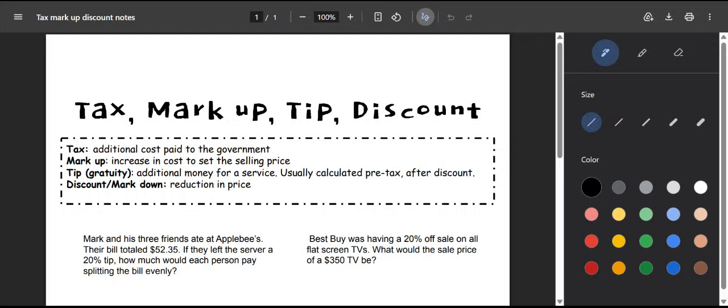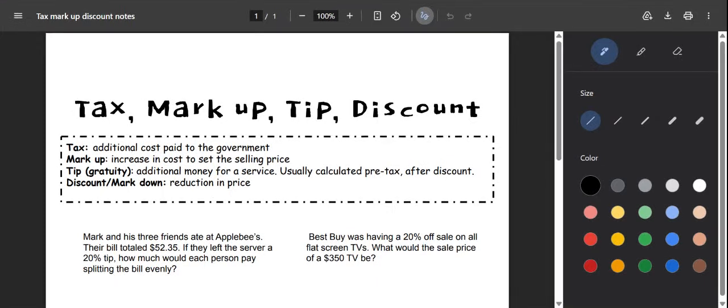Hey mathematicians, today we are going to learn about tax, markup, tip, and discount. So, something you need to know about these percentages. Tax is an additional cost paid to the government, so it will increase the price of something for the consumer.